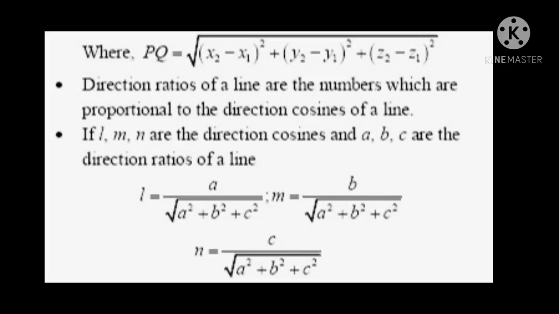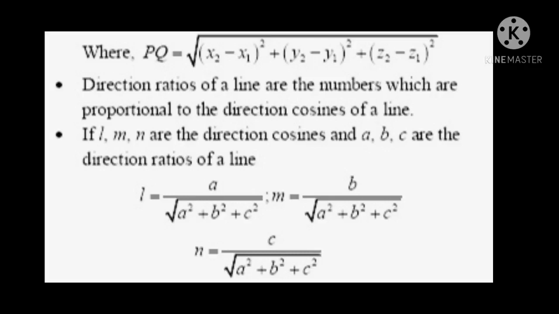Same formula as in the 2D plane or 2D coordinate system, but here we have one more axis. So if we are considering just the formula, we just have to include one more term, that is z2 minus z1 whole square. We have to add it, simple thing, right? Then the direction ratios of a line are the numbers which are proportional to the direction cosines of a line. You should remember this now, and after this point you will understand it also.